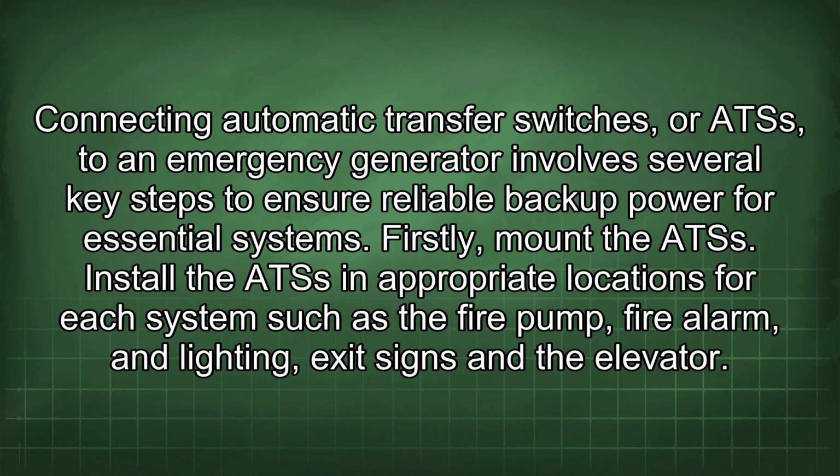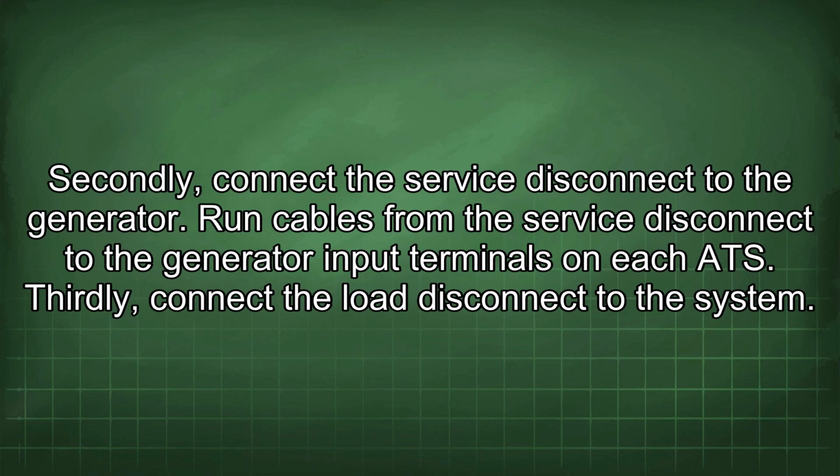Connecting automatic transfer switches, or ATS, to an emergency generator involves several key steps to ensure reliable backup power for essential systems. Firstly, mount the ATS. Install the ATS in appropriate locations for each system, such as the fire pump, fire alarm, lighting, exit signs, and elevator. Secondly, connect the service disconnect to the generator. Run cables from the service disconnect to the generator input terminals on each ATS.